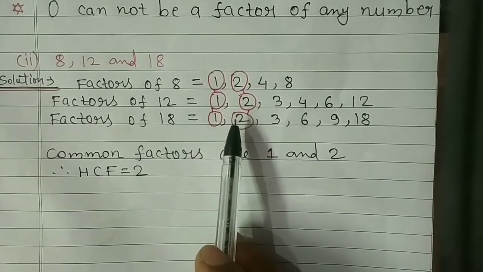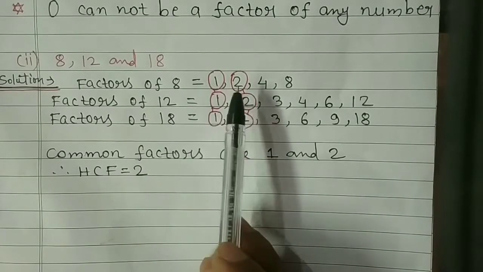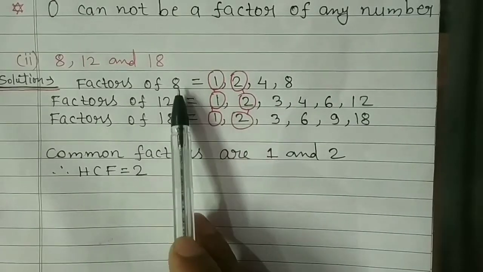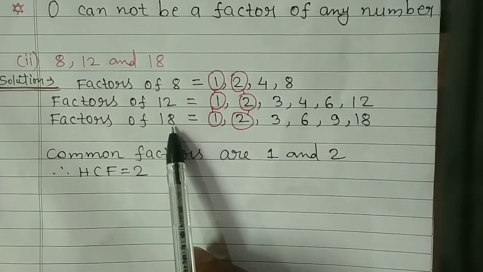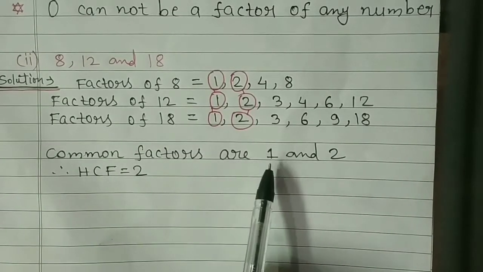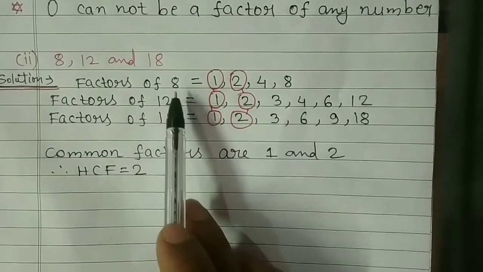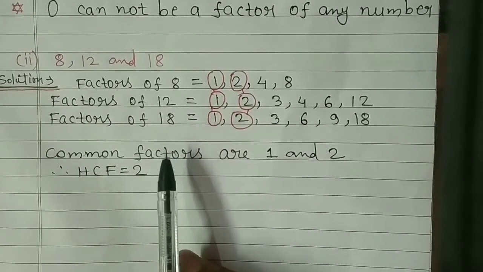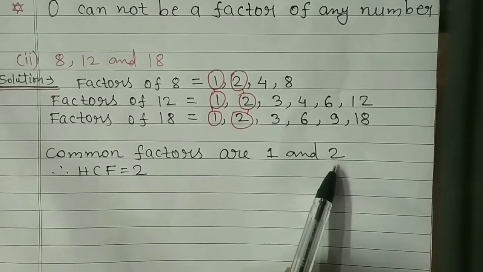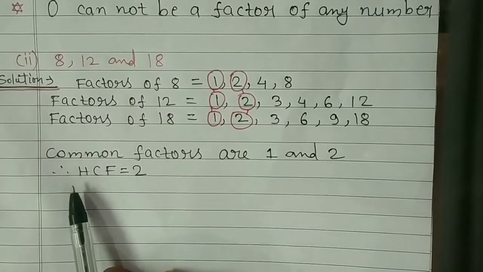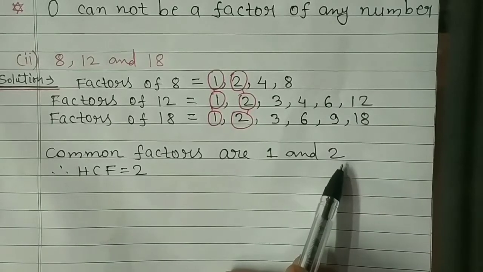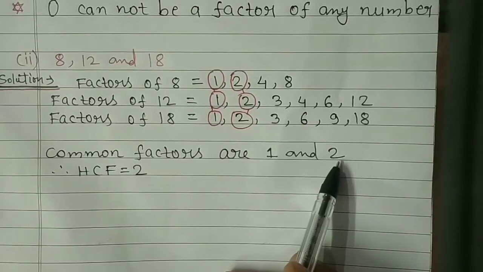So, here we can see this factor 1 and this factor 2 are the common factors of all these three numbers. Okay? So, I have written here common factors are 1 and 2 of all these three numbers. Okay? So, among these common factors, which is the highest number? This 2 is the highest number. So, I have written, therefore, HCF equal to 2. This is the highest common factor.